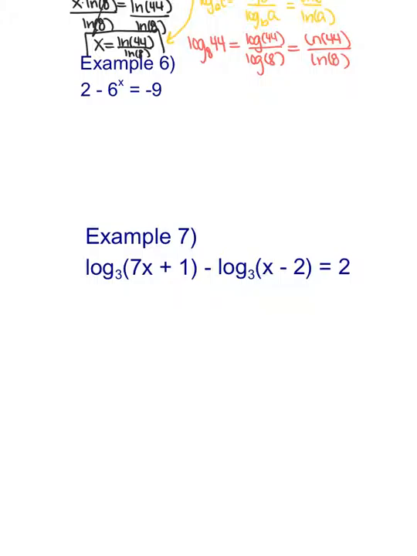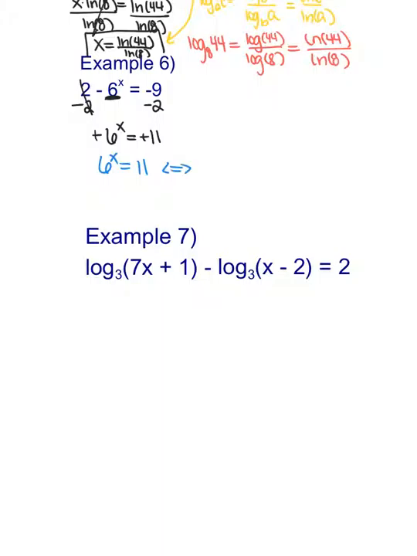Let's look at example 6. So here I have another exponential equation. I've got this 6 raised to the x. I need to get it isolated first before I can figure out what x is. So let's subtract the 2 from both sides. I've got negative 6 raised to the x equals negative 11. Go ahead and divide by the negative and I'll get positives on both sides. And there you can see you've got 6 raised to the x equals 11.